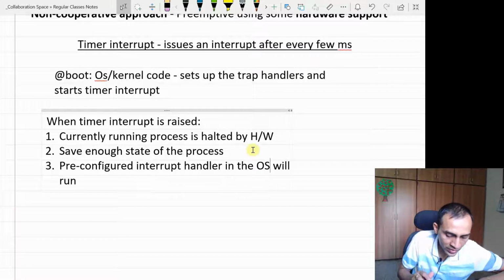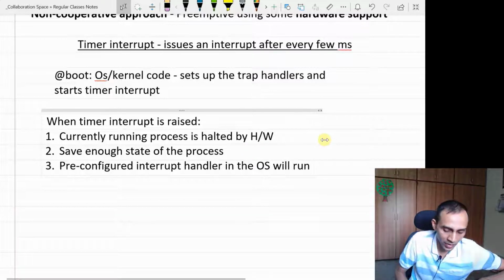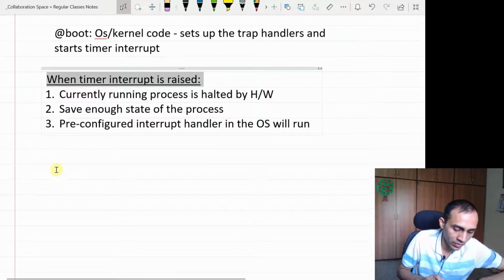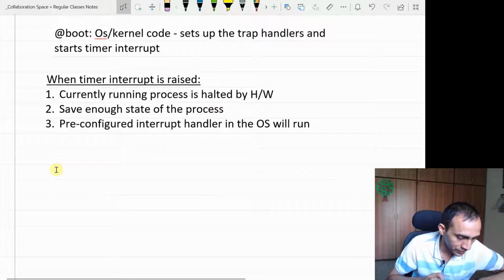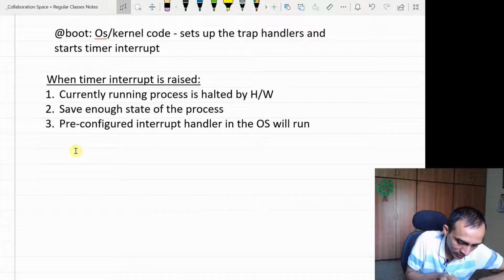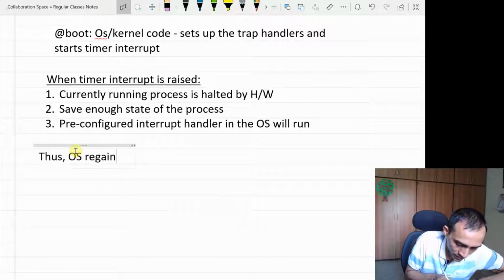Just like for different system calls there is a specific trap handler, similarly for this timer interrupt there will be a specific handler in the OS. There will be a specific function which will run when the timer interrupt is raised. The address of that will also be stored in the trap table or the handler table, the interrupt descriptor table. So with this, OS will again regain control. OS is now again running. So when this happens, OS regains the control.